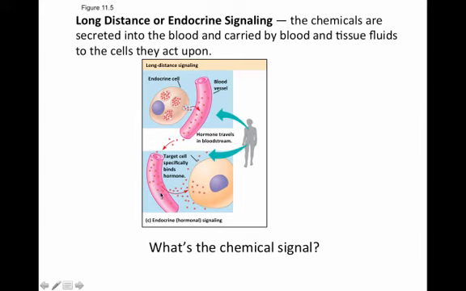And then it travels until it binds to the cell that it's supposed to act upon, okay? And then, of course, you have your response. So again, you have a signal that is transduced, and then you have some response. And when this takes place in a manner that requires the secretion into the blood and traveling for a long distance to the responding cell, this is called long distance or endocrine signaling. So in this instance, what's the chemical signal? The chemical signal, of course, is going to be the hormone.